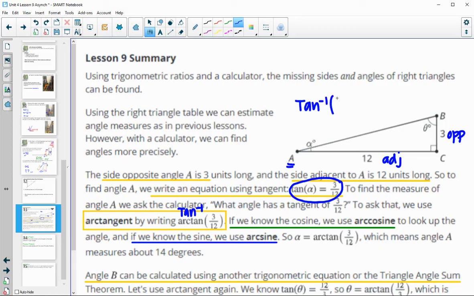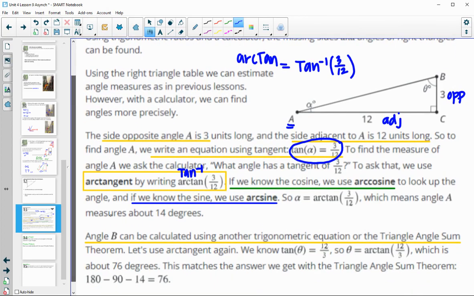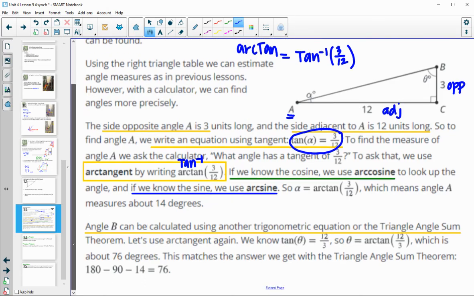Okay, so remember that arctan and tan^-1 are the same thing. So in your calculator, it looks like tan inverse. Okay, so arctan is the same thing as tan^-1. So if you had the adjacent and hypotenuse, you could do the arc cosine. If you had the opposite and hypotenuse, you could do the arc sine like we saw in the lesson. And then once you know one of the angles, you could do another trig function to find the other one, or you can use triangle sum theorem.